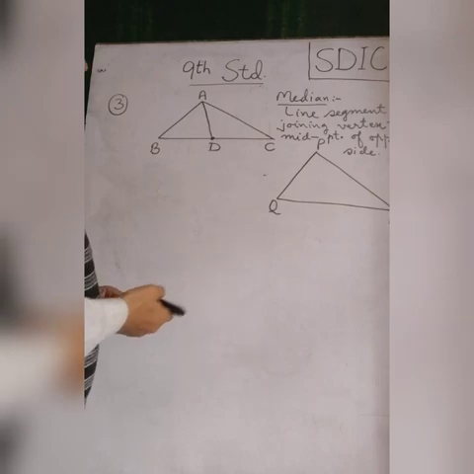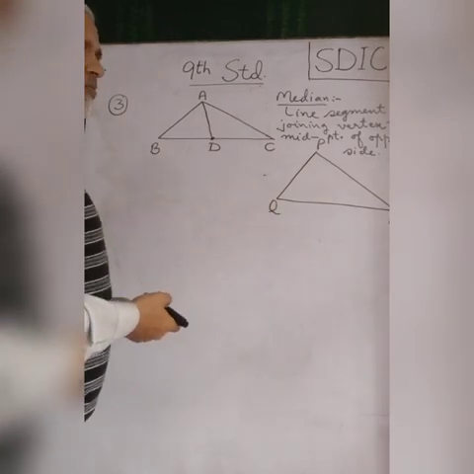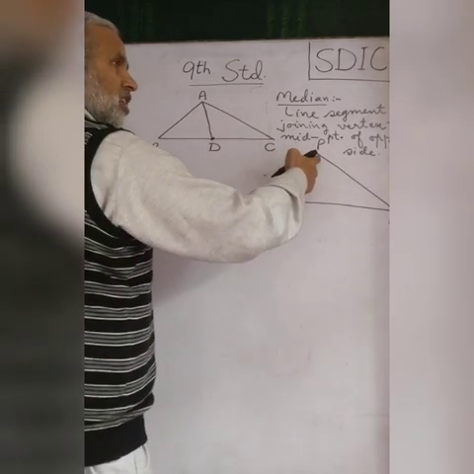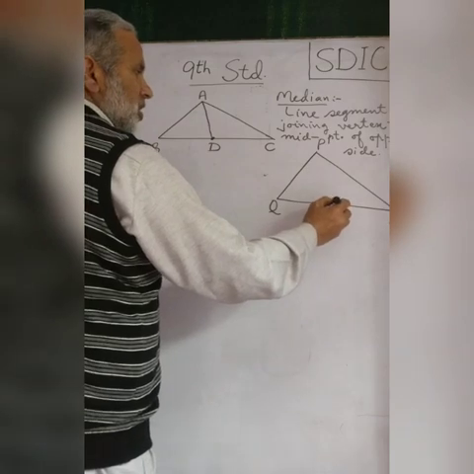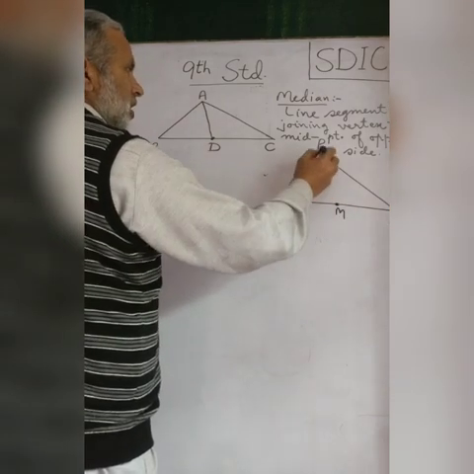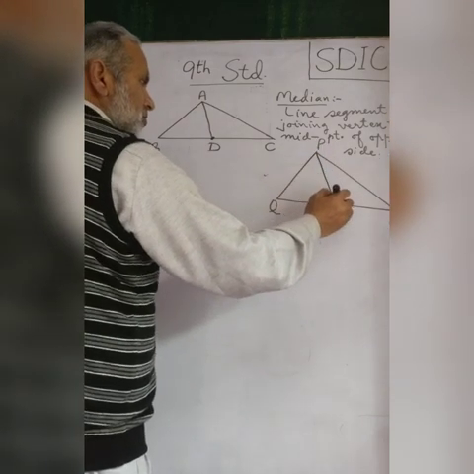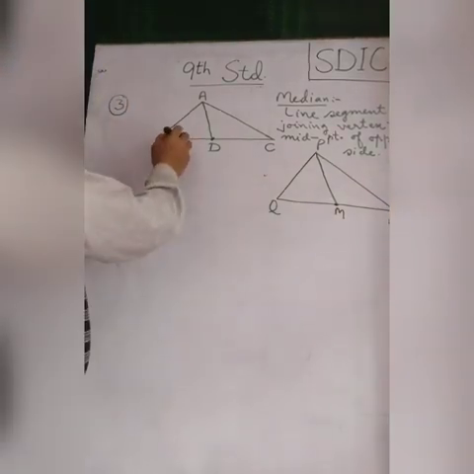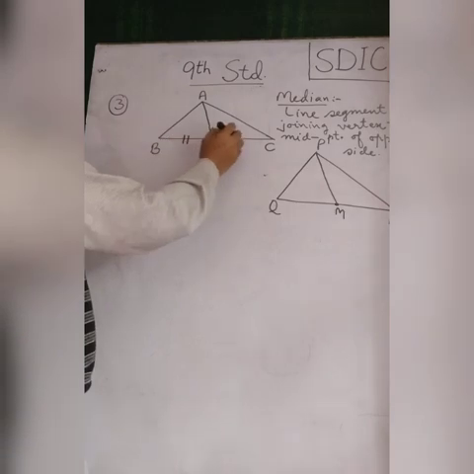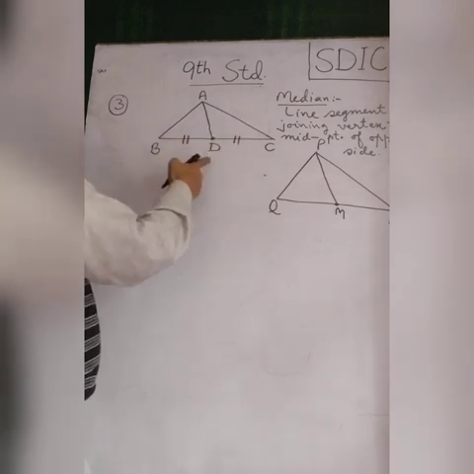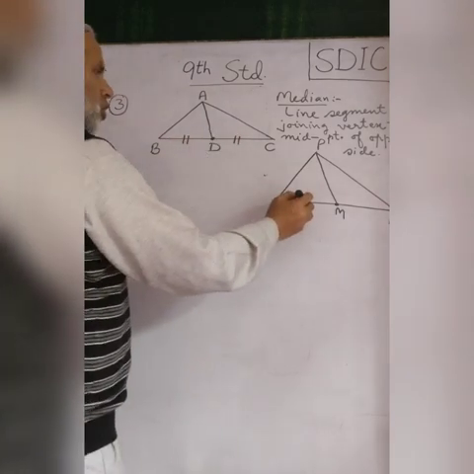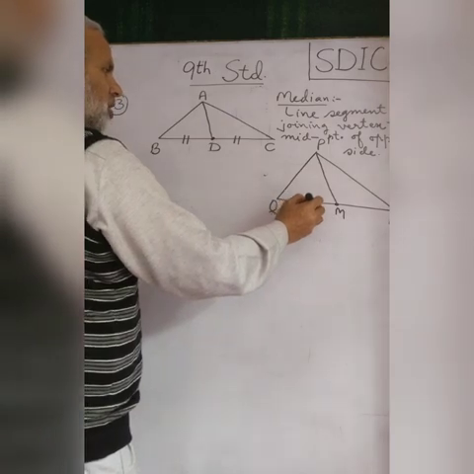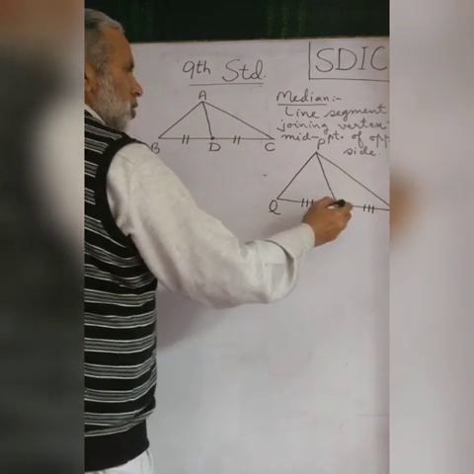In the second figure, PM is the median. It will involve the vertex P and the midpoint M of the opposite side QR. The line segment joining them is the median. PM is also the median. So therefore we know that this BD is equal to CD because D is the midpoint. We also know QM is equal to RM because M is the midpoint.